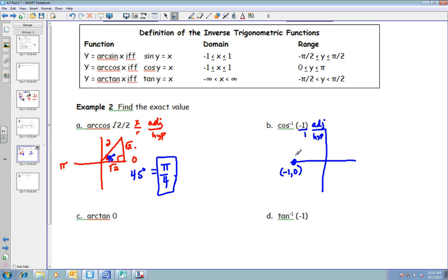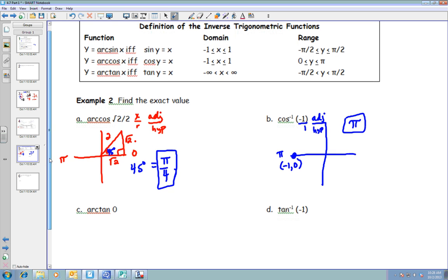So you see for cosine, cosine is my x value. That's my point right there. So for cosine, my answers have to be between 0 and pi. Well, what is this angle right here? Well, all the way around, this is pi. So my answer for B is pi. So remember what we're finding. They're saying our answer means the cosine of pi/4 is the square root of 2 over 2. The cosine of pi is -1.